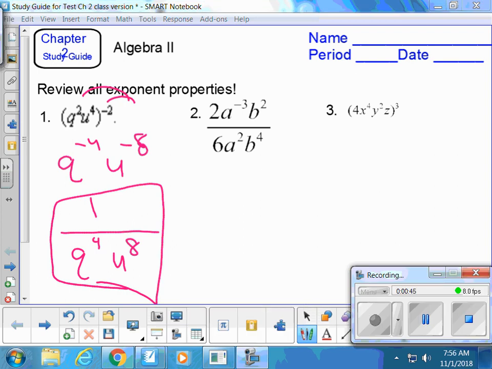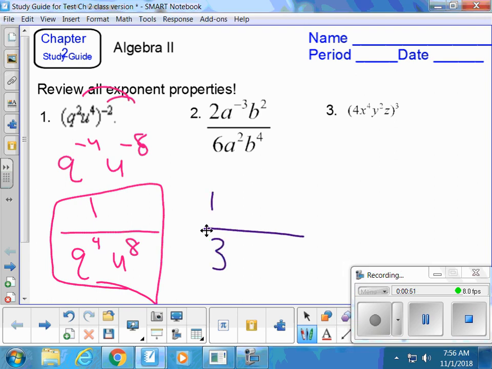All right, we're ready for number 2. I went ahead and I reduced down that 2/6, which is definitely 1/3. It doesn't look like anybody had trouble with the 1/3. Now the A's, this A here has to flip to the bottom to become a positive, and then the A squared and the A third would live together and they would add up. So it is A to the 5th.